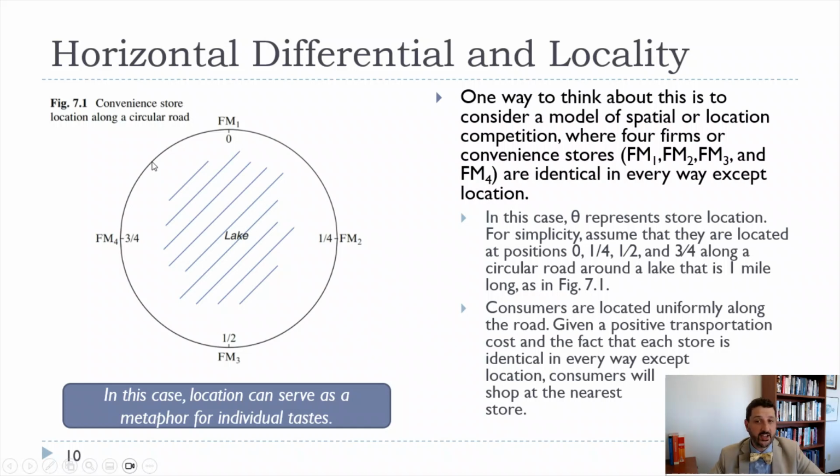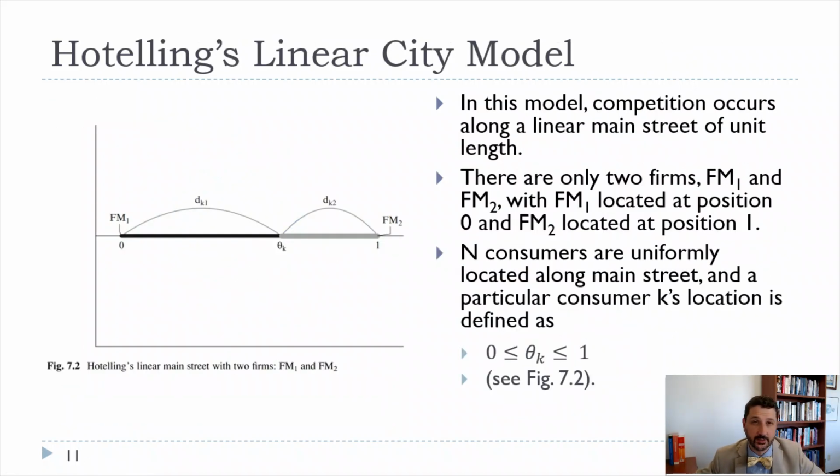And so we can think of this literally when we're thinking about things like gas stations or grocery stores, but we can also think of it as a metaphor for individual tastes, right? I'm going to choose the product that's closest to my individual taste, even if it's not exactly what I wanted. But we're going to come back to the circle. We're going to start with just a straight line, and the straight line, I think, makes it a little bit easier to think about. So basically we have a straight line street between 0 and 1. We have two stores. The first store is at 0. The second store is at 1. So think of it as like a mile of distance.